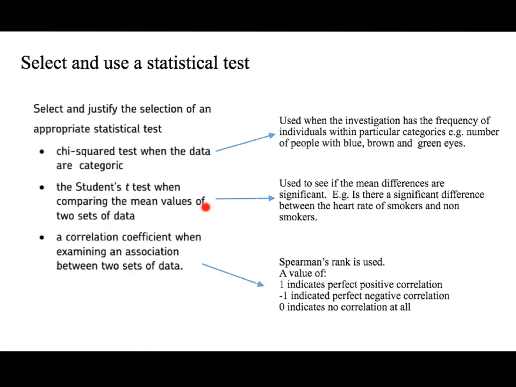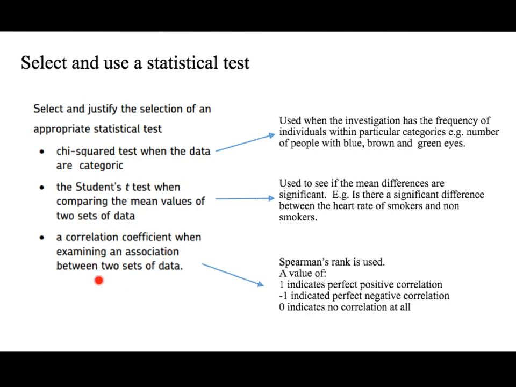A student t-test allows you to compare the mean values of 2 sets of data. It's a very similar thing to using standard deviation bars to see if they overlap, but it's another step up. It's a more rigorous statistical test. So it allows you to show if there are significant differences between mean values of 2 sets of data.